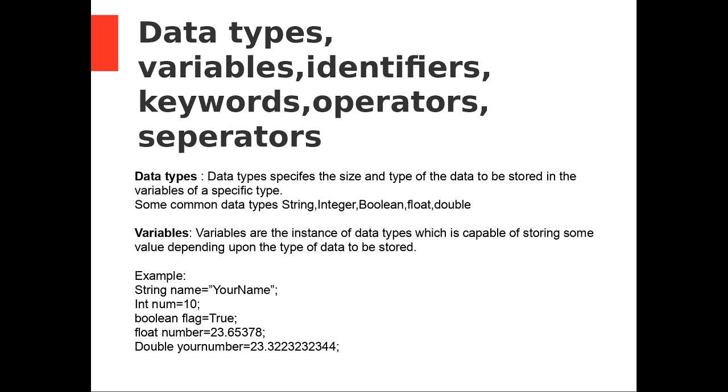Variables are the instance of data type which is capable of storing actual value depending upon which data type it belongs to. To understand this better, let's move to our example. So here we have variable named name which have value your name in it, and it belongs to string data type. We will learn about these variables in our example more. So let's move to our identifiers.